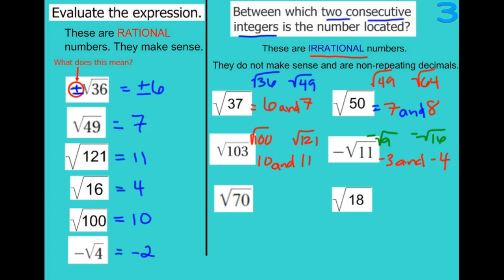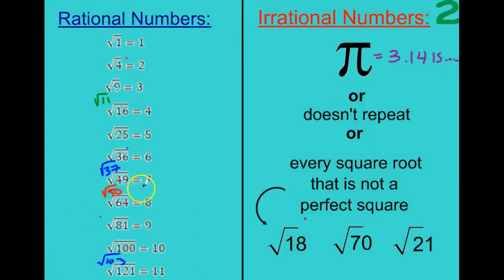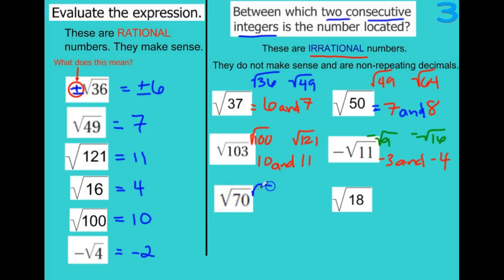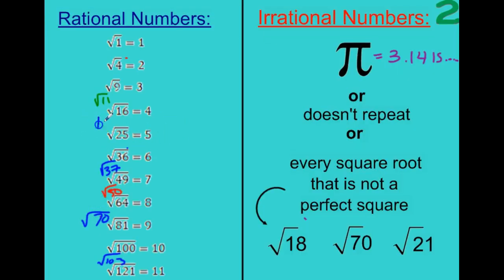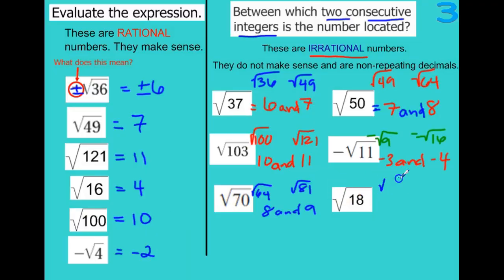I'd like you to try these next two and then check your answers. The square root of 70 is between 64 and 81, so that's really between 8 and 9. And then the square root of 18 is really between the square root of 16 and the square root of 25, so really between 4 and 5.